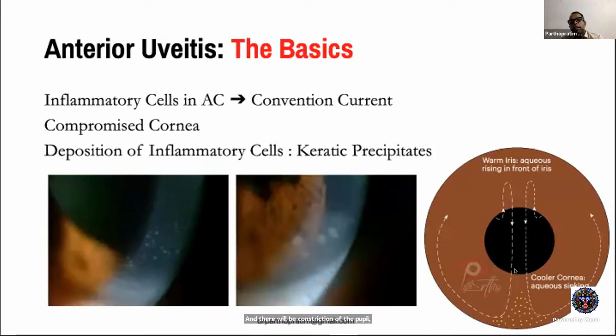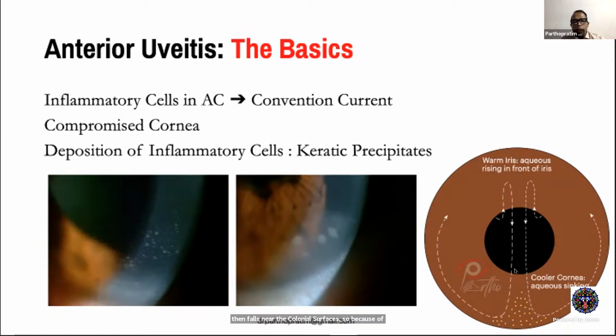Now, the inflammatory cells in the anterior chamber will come across a convection current. This current is primarily due to the temperature difference between the warm, inflamed iris and the cooler corneal surface, which is continuously in touch with the atmosphere. Because of this convection current, the aqueous will rise in front of the iris and then fall near the corneal surface. So because of that, what will happen? There will be a peculiar scenario.